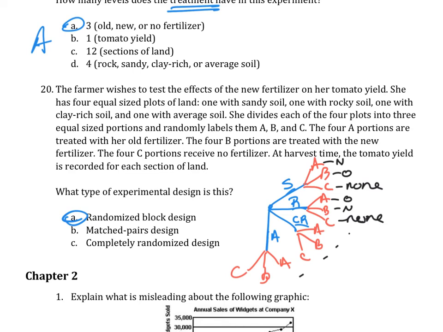Remember, matched pairs is like the before and after type of experiment, or if you have 2 people with similar characteristics, like identical twins are used a lot. One gets the treatment, one doesn't, and you compare. Or completely randomized design would just be if you took all the soil and randomly gave the different plots the different types of fertilizer. So you didn't divide it into blocks first, so like we wouldn't care necessarily what the different types of soil were. That would be completely randomized. If you just took all your land, split it up into 3, and did your treatments that way.